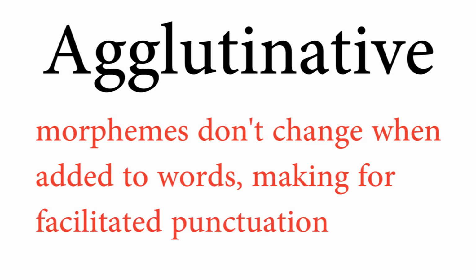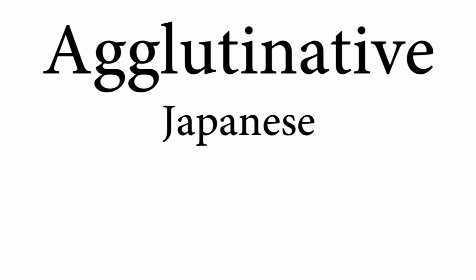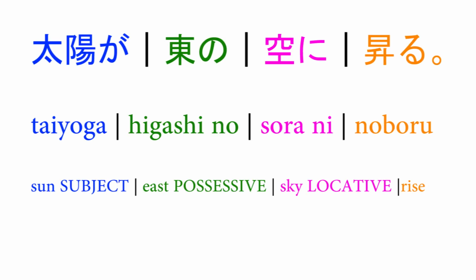Agglutinative languages' morphemes don't change when added into different words, making for simpler pronunciation. Unlike in fusional languages, morphemes are easily separated from words while maintaining meaning. Japanese, Korean, and many indigenous languages of the Americas are largely agglutinative. In Japanese, words with added morphemes that signify grammatical meaning are combined to create a sentence. Take this example. Each word is divided by a vertical line.